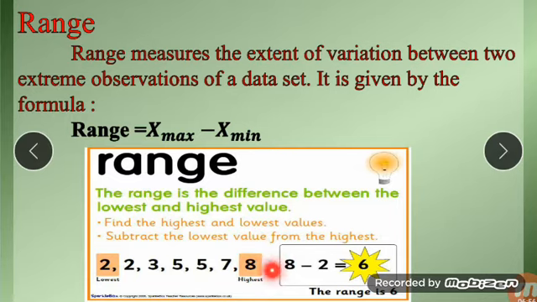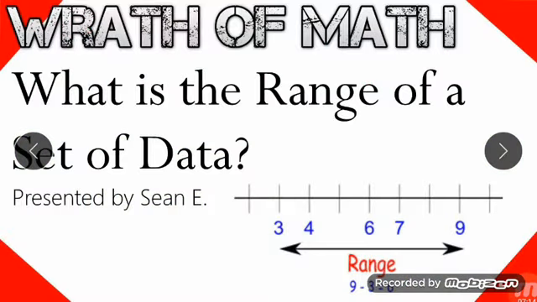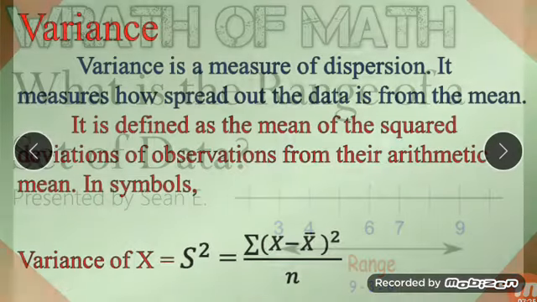So here we can see that for finding range, we have to find the highest and lowest values. 8 is the highest value, whereas 2 is the lowest value. Then we have to subtract the lowest value from the highest. 8 minus 2 gives 6, so the range here is 6. We have another example of calculating range here: 9 is the maximum value, whereas 3 is the minimum value, so 9 minus 3 is equal to 6.